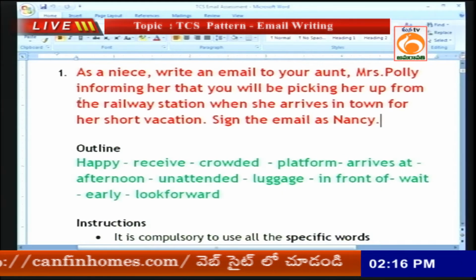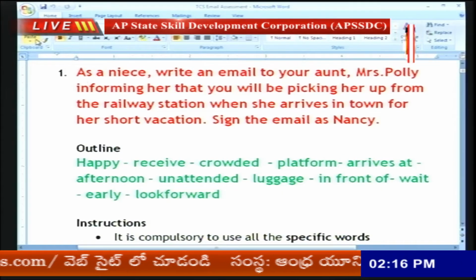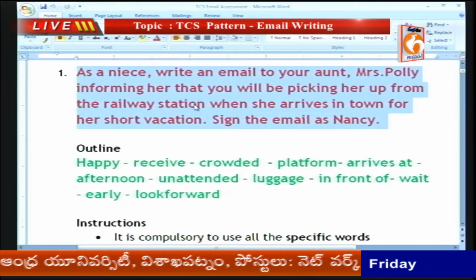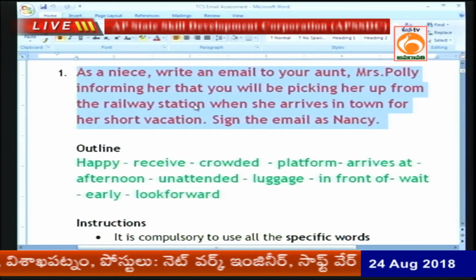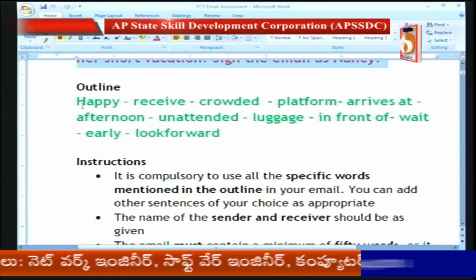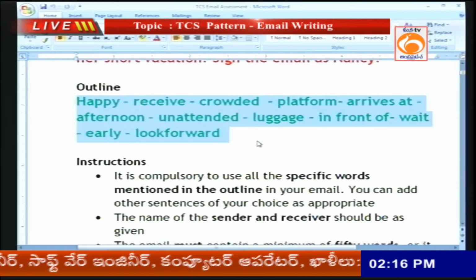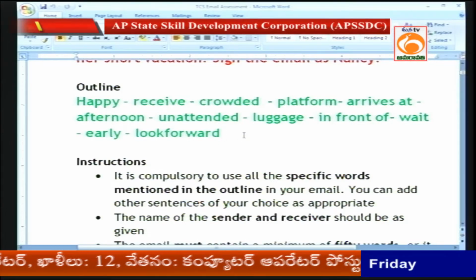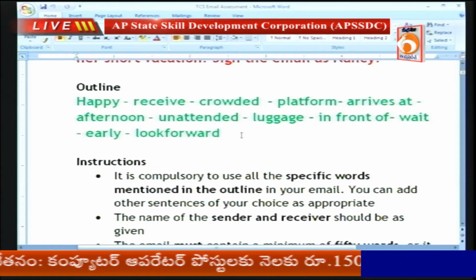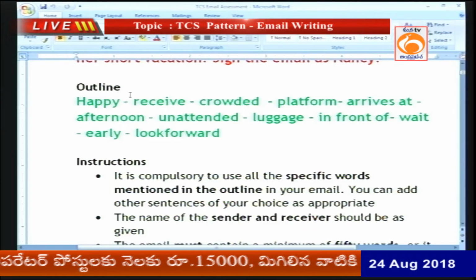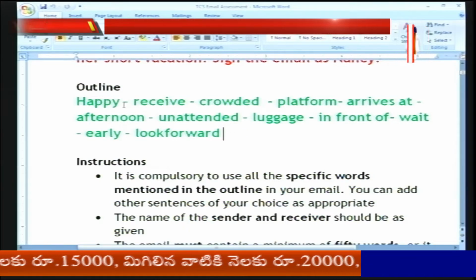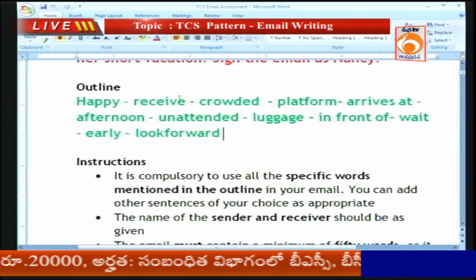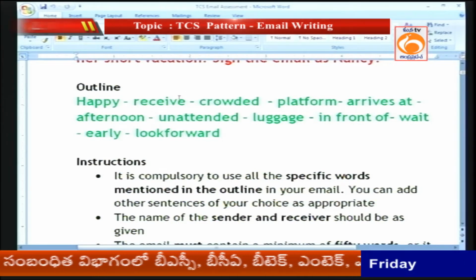The rule says for TCS, you need to write an email about this particular scenario. The receiver and sender's names are mentioned. You need to use these keywords in the email. Now, all the keywords should be used in the same form. For example, happy cannot be used as happiness. Receive cannot be used as received. Crowded cannot be used as crowd.